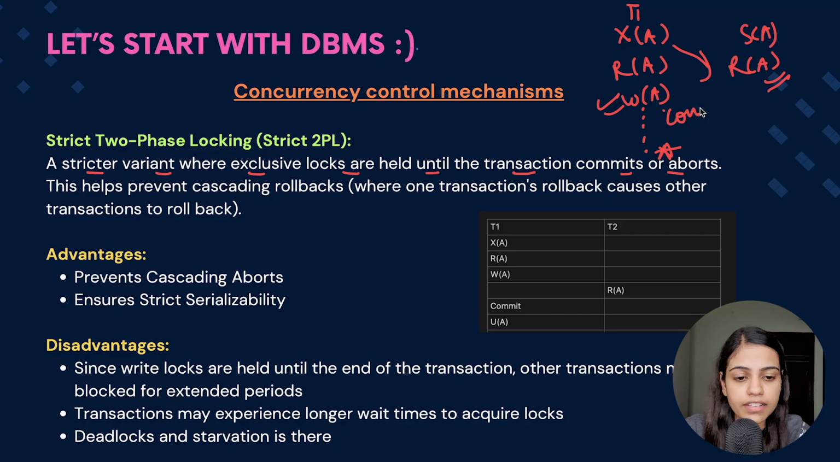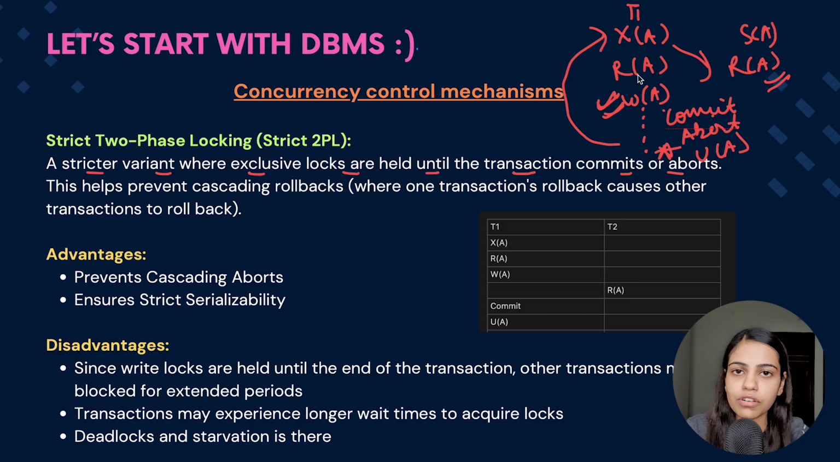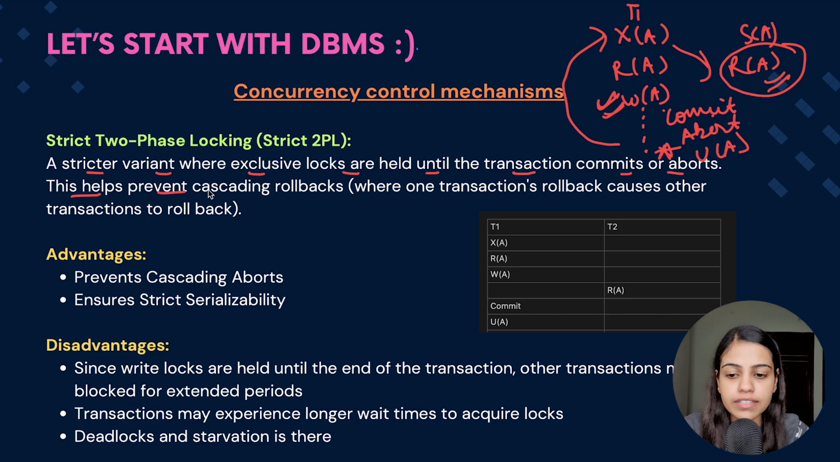So this particular transaction should commit or abort, only then the unlock of this particular exclusive lock would happen, so that if there is any modification made as part of transaction T1, T2 shouldn't read any invalid value. If it's a commit, it will go ahead and read the valid value present in the database. If it's an abort, it will roll back to its original value. So in this case there won't be any dirty read problems. So this helps prevent cascading rollbacks, where one transaction rollback causes other transactions to roll back.